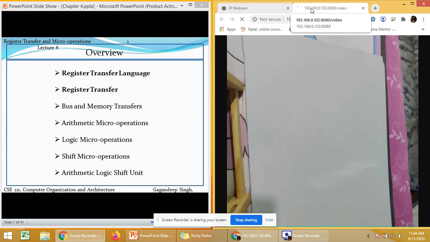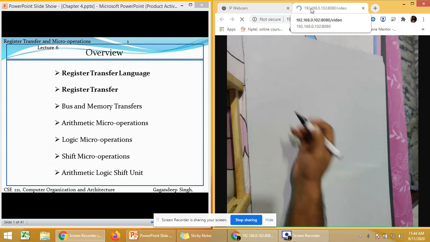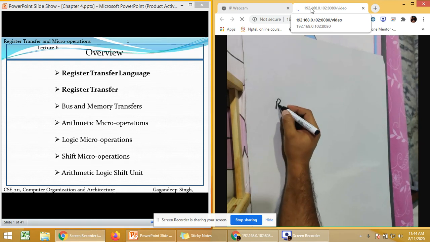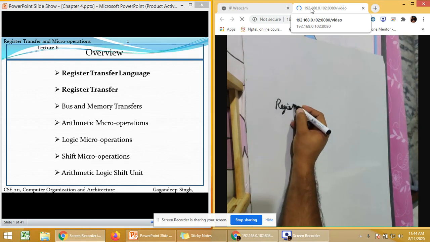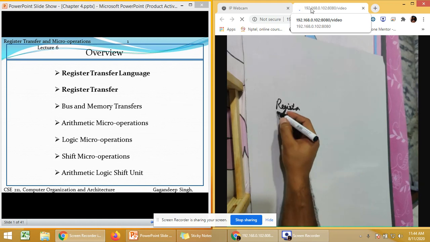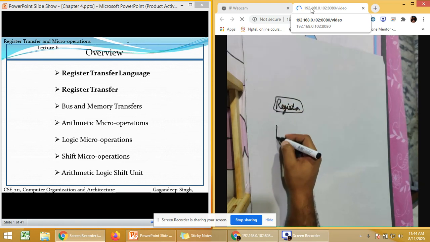Today's class is related to the unit register transfer language. So what we are going to do in this is understand, like in last chapters, we have discussed what is a register. Okay. So now in this class, we are going to discuss how to transfer the data between different registers.